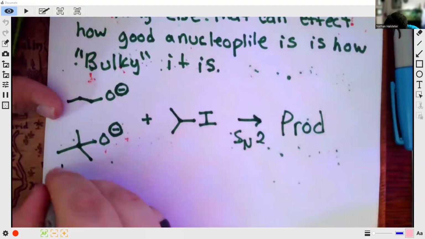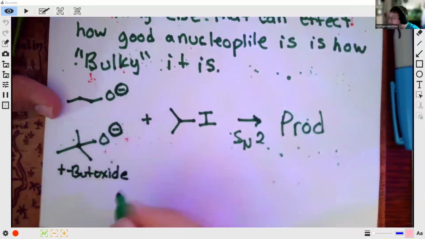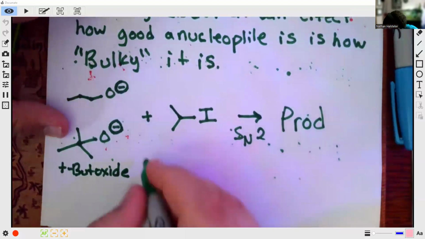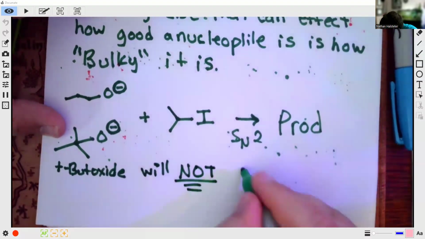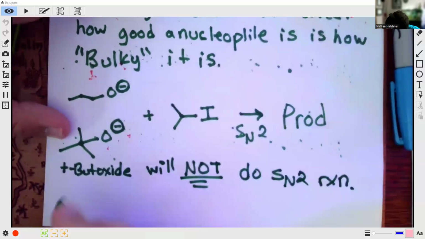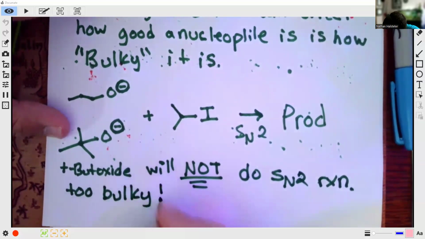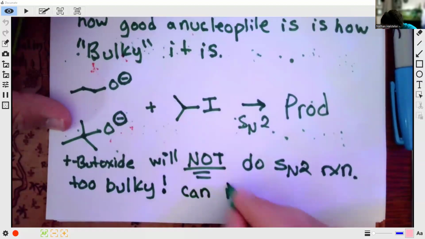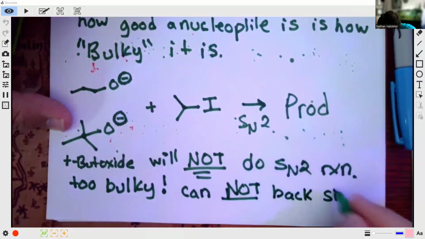This is what we call t-butoxide, and we're going to be using it a lot for a different kind of reaction. But it will not do SN2 reactions. It is too bulky. No backside attack.